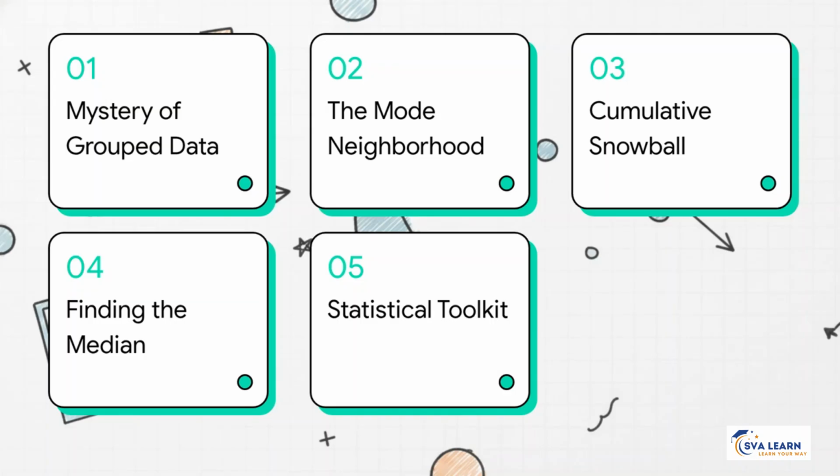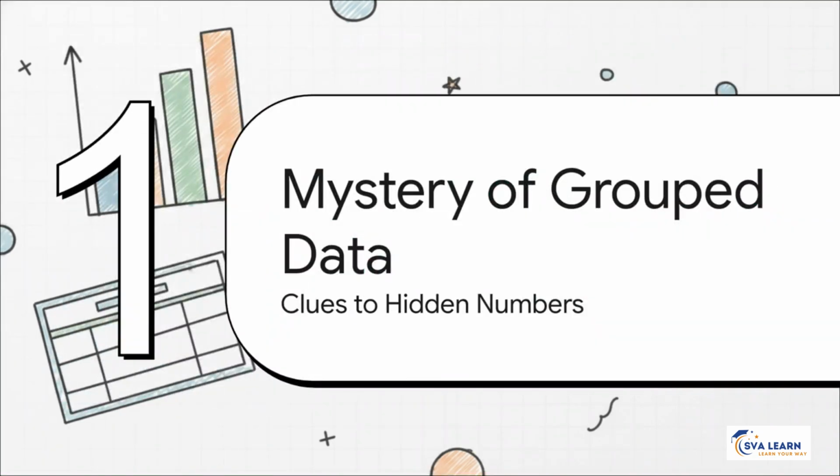Then, we'll visit the mode neighborhood, roll the cumulative snowball, hunt down the median, and finally, pack up our statistical toolkit. Let's jump right in. Section 1. The mystery of grouped data. From open clues to hidden numbers.